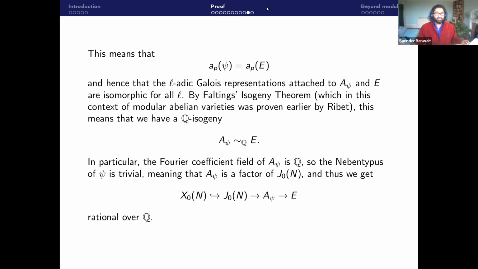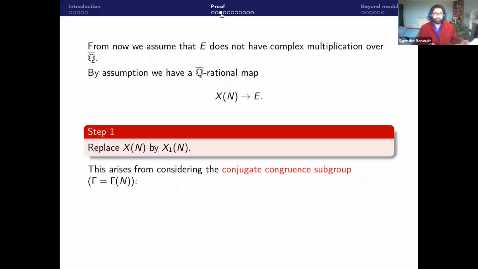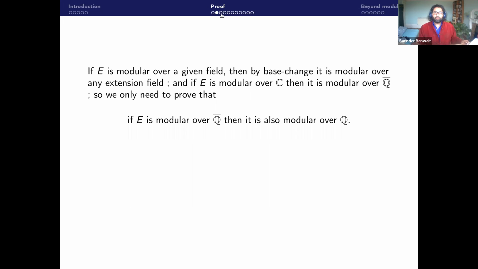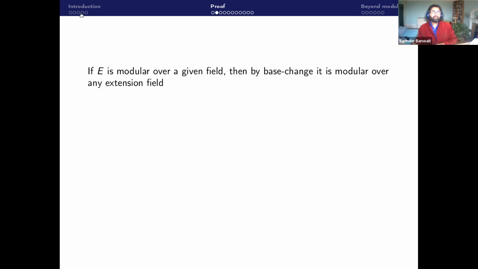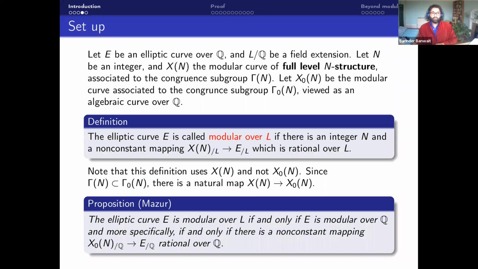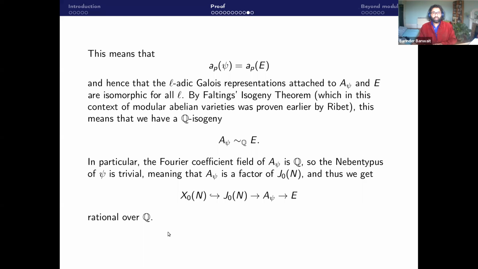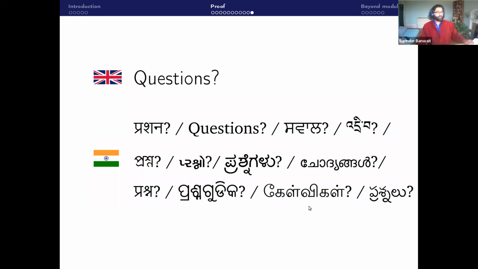Like, we were trying to get, if I jump back to the statement, I guess it was, yeah, so we wanted to show in the end that we have a map over Q of X_0(n) to E, and that's what we've ended up with here. So yeah, I think it's worth maybe pausing for questions at this point, because there was a lot of details there.